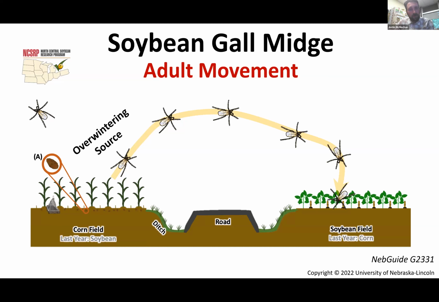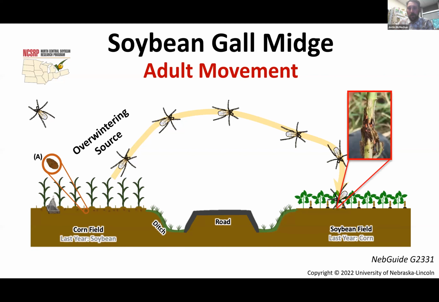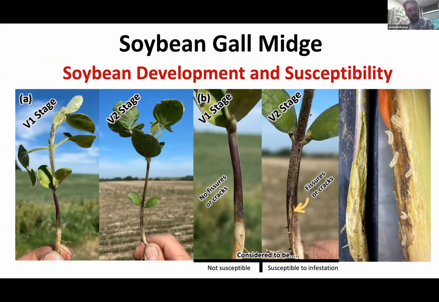A lot of our looking for new field detection is based on overlapping corn and soybean rotations between 2 fields that are directly adjacent. So you can see how that's an important factor. Once they get into the plant, they infest the base of the plant, like I mentioned in the first few slides. And there are some key things about soybeans when we look at the development stage of soybeans and their susceptibility.